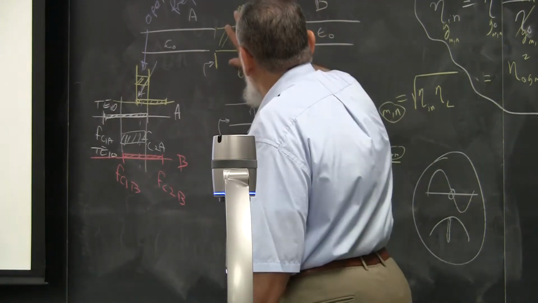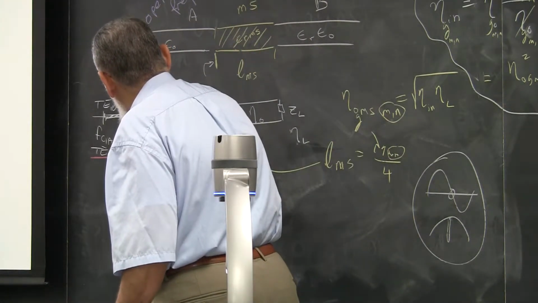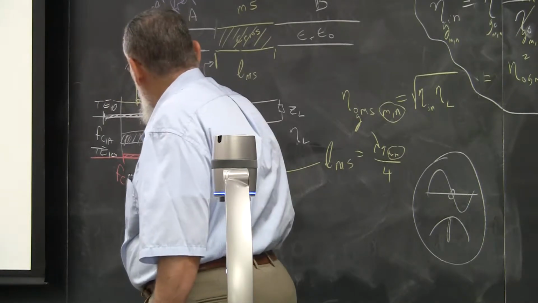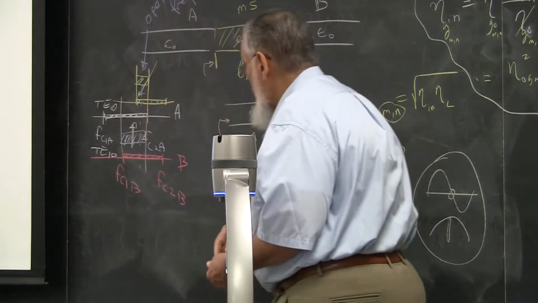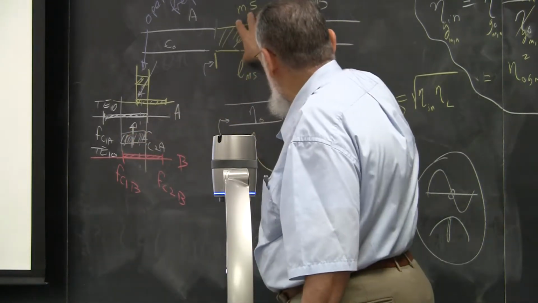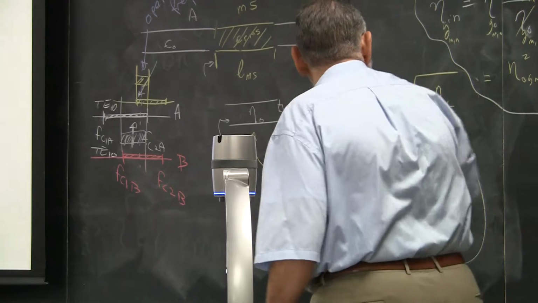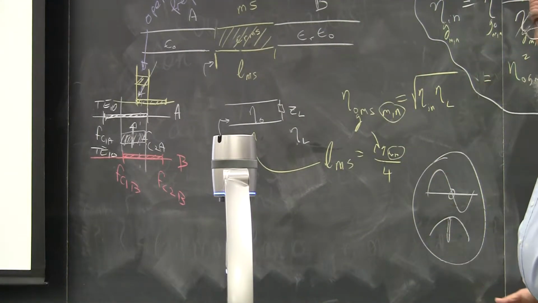So initially, you don't know this one here. So initially, you're working with this region here. So initially, you may be assuming that you are operating here, and you are going to design your matching section for that particular frequency. You need to know the frequency to be able to work with this, because none of these equations will work unless you have a frequency.